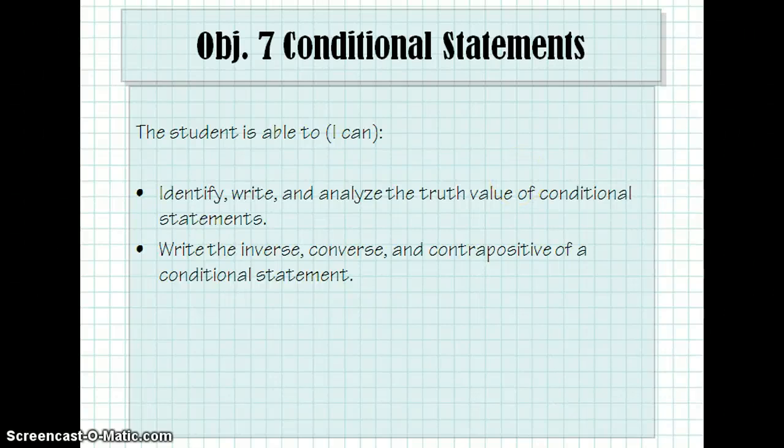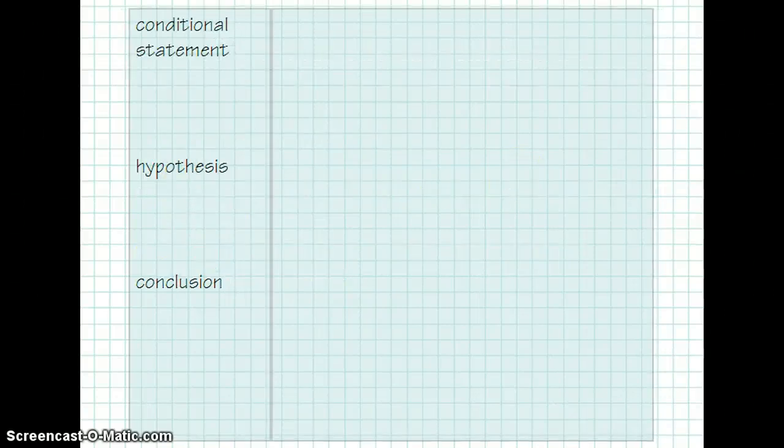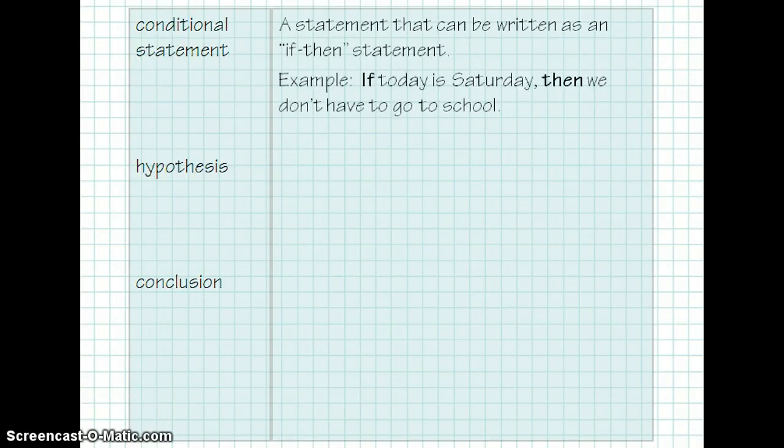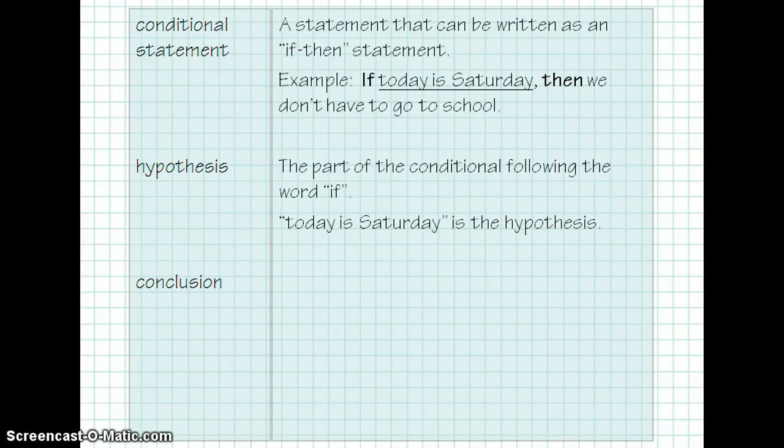Alright, conditional statements. A conditional statement, a statement with a condition on it, is a statement that can be written as an if-then statement. So for example, if today is Saturday, then we don't have to go to school. Now the parts of a conditional statement are the hypothesis, which is different from the hypothesis you know of in science. So the hypothesis of a conditional statement is the part of the conditional following the word if. So in my example above, today is Saturday is the hypothesis. And we generally underline the hypothesis once.